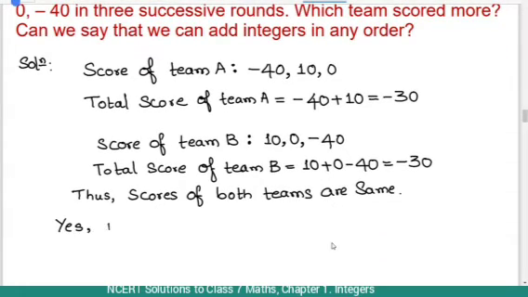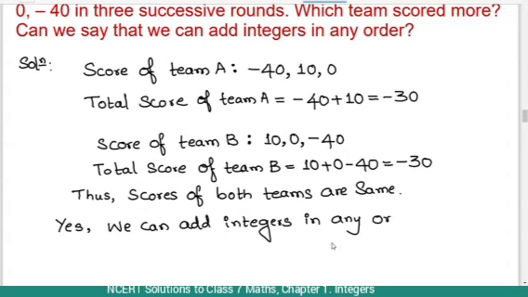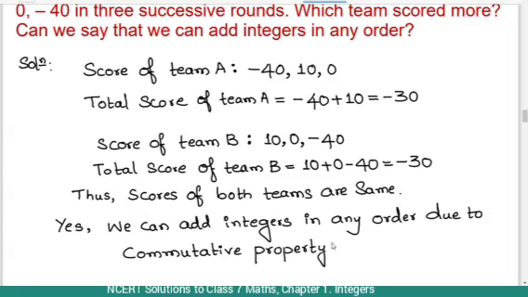Yes, we can add integers in any order. Yes, we can add integers in any order due to the commutative property. So due to the commutative property, we can add integers in any order.